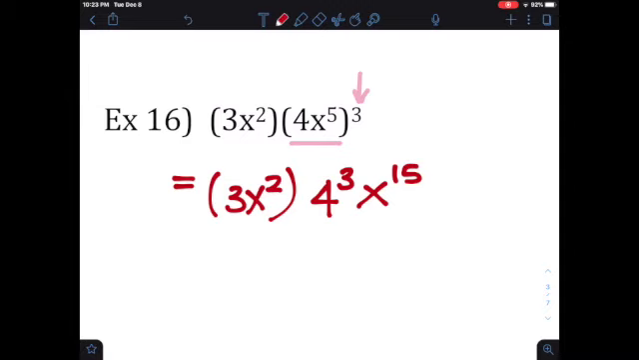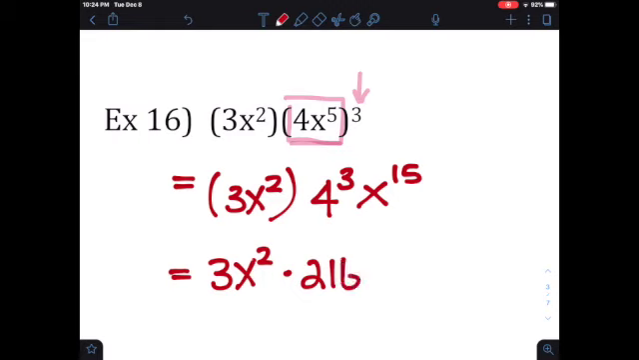All right. Now think about it. This part right here, that's your base. And 3 is your exponent. So that's why you got to make sure your 4 is raised to the third power. Now 4 raised to the third power is going to be 216. And x to the 15th power.